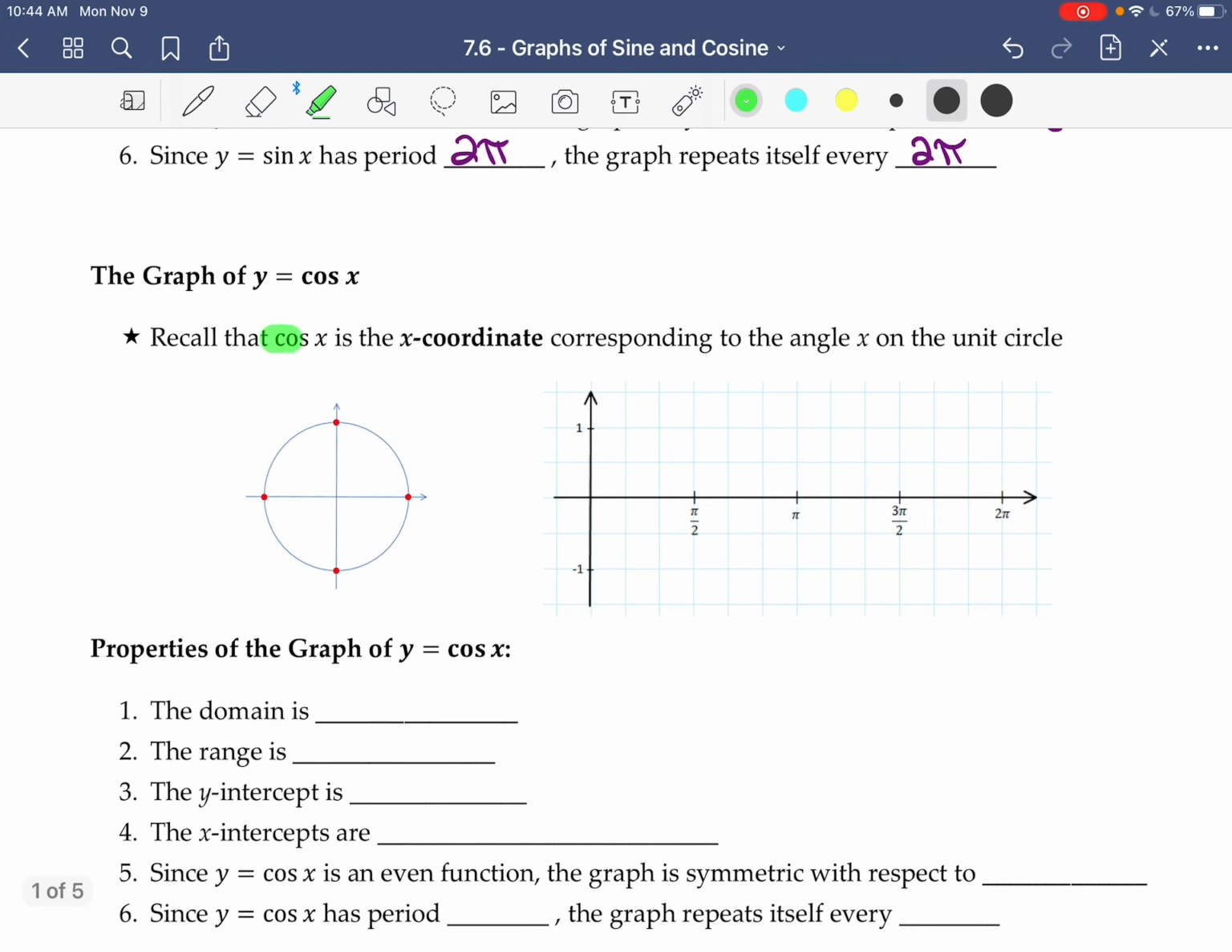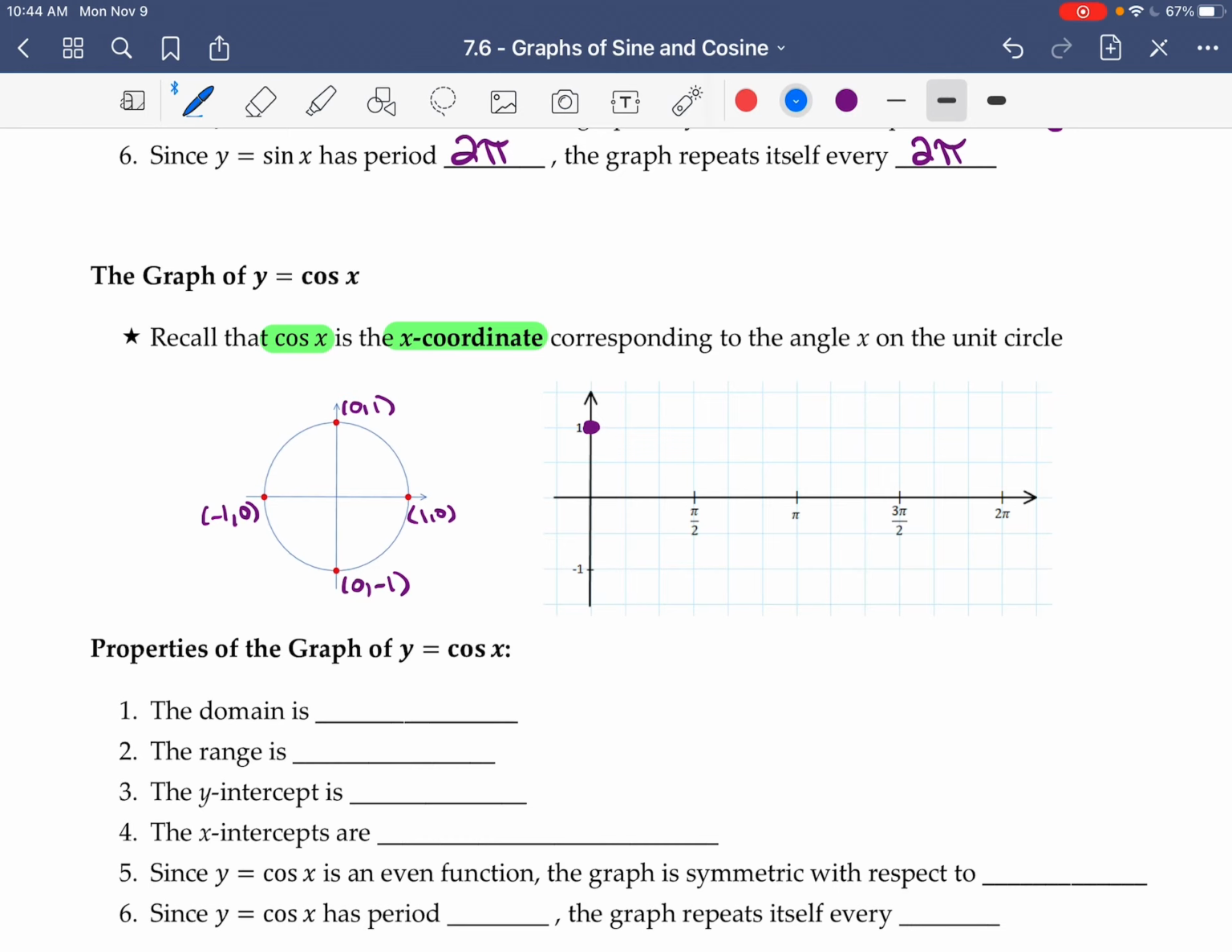Okay, cos x is the x coordinate on the circle. So again, you have these points: (1, 0), (0, 1), (negative 1, 0), and (0, negative 1). So at 0, this is the terminal side, so we intersect this point. The cos value is 1. So at 0, we're at 1.